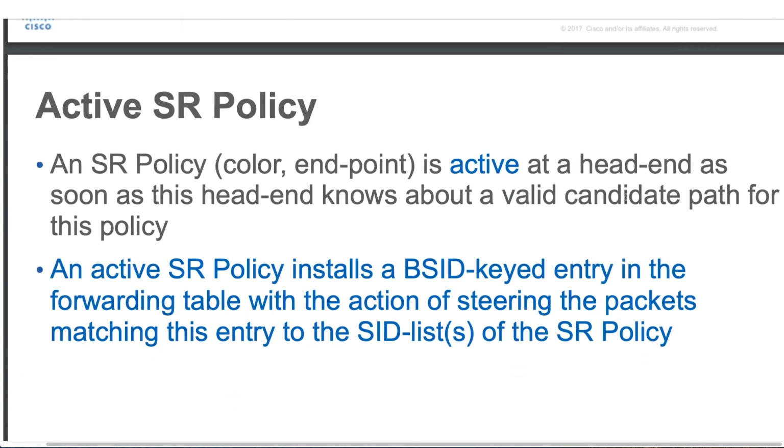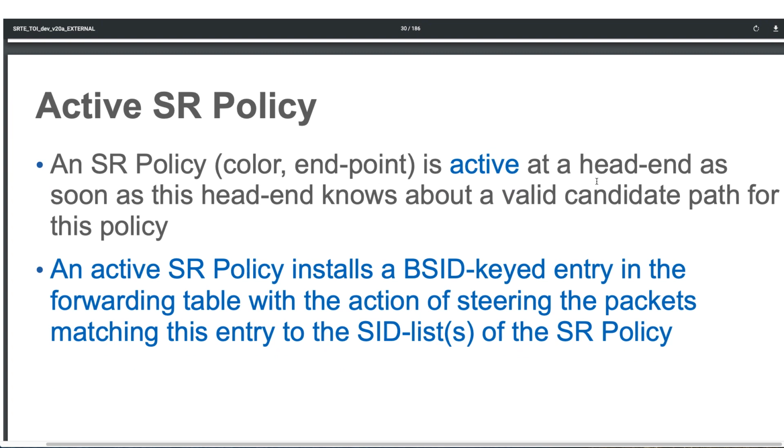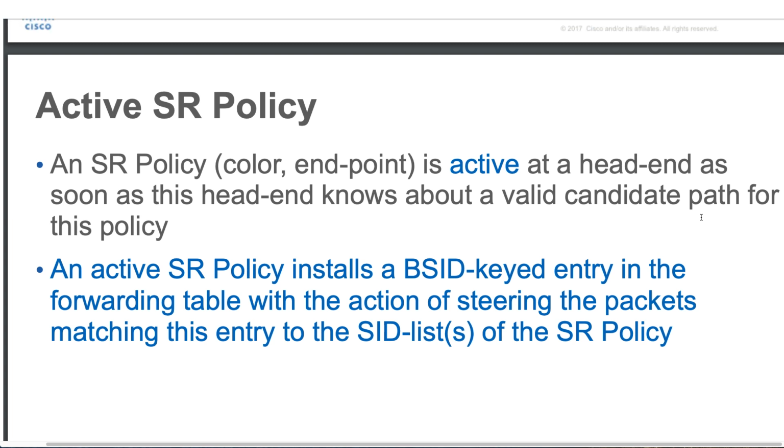An active SR policy: an SR policy is active at a head end as soon as this head end knows about a valid candidate path. That means when you have a good, available and valid candidate path, the policy will come to an active state. An active SR policy installs a BSID entry into the forwarding table with the action of steering the packets that match this particular SID list.